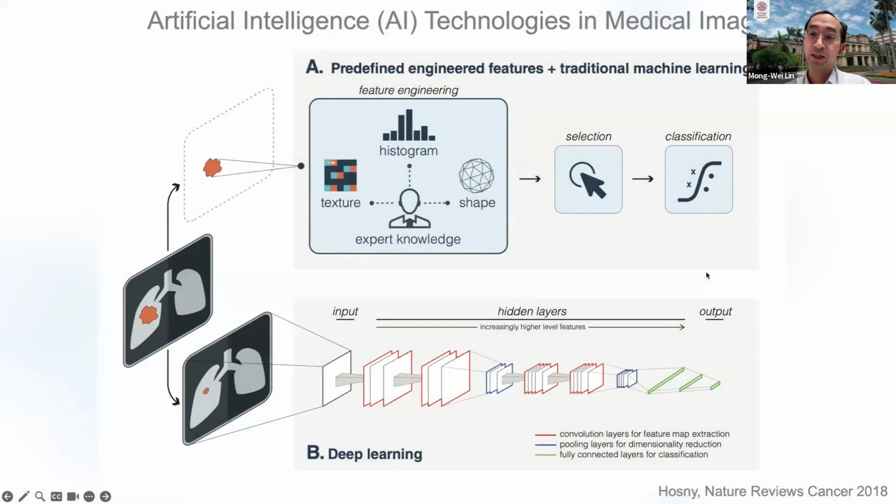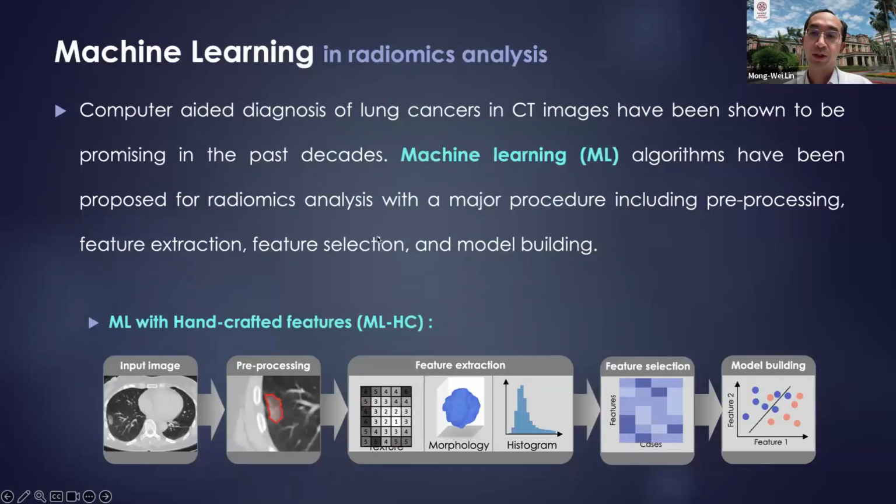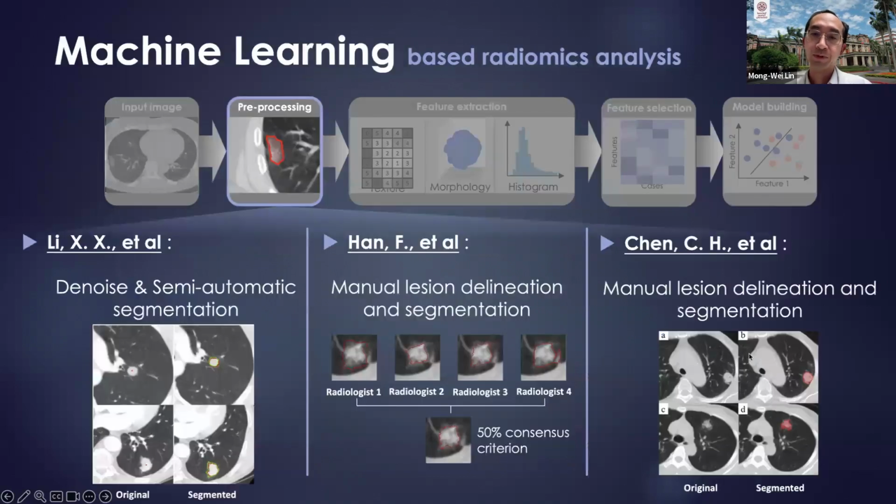In recent years, AI has advanced rapidly in medicine. We usually talk about two main methods: traditional machine learning with handcrafted features, and deep learning, where the model learns features directly from the image itself. This slide shows the typical workflow of traditional machine learning in radiomics. It can be broken down into 5 main steps: input image, preprocessing, feature extraction, feature selection, and model building.